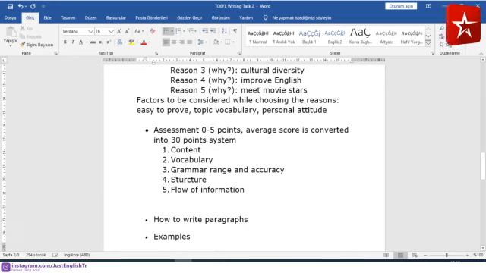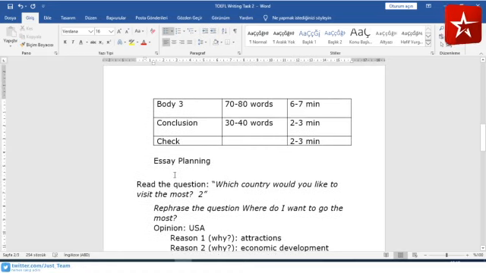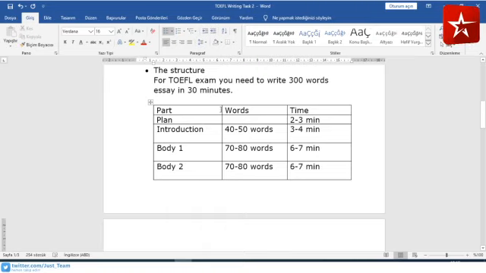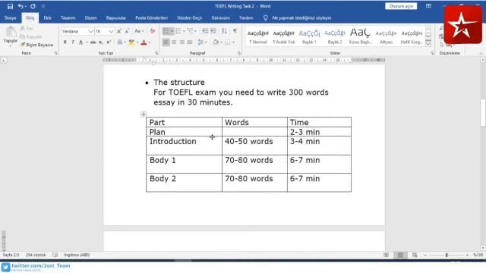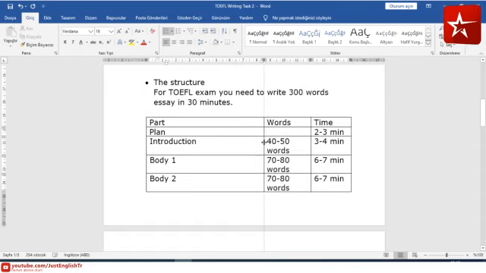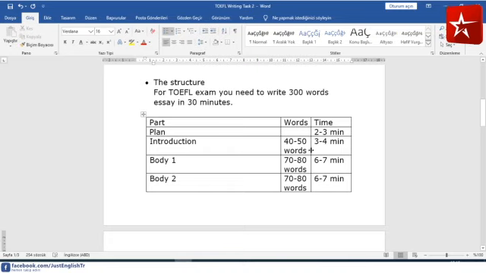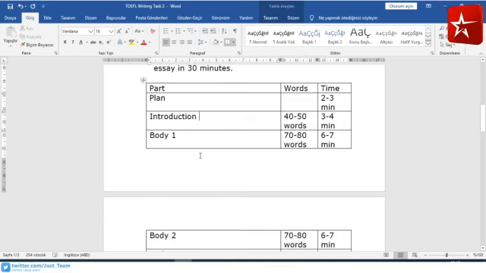Now let's talk about paragraphs and how we need to write paragraphs. But before we do that, let me go back to this part and let me add some more things over here. When we are talking about introduction, what do you think we need in introduction, guys? What should we write in introduction? What information should be in introduction?